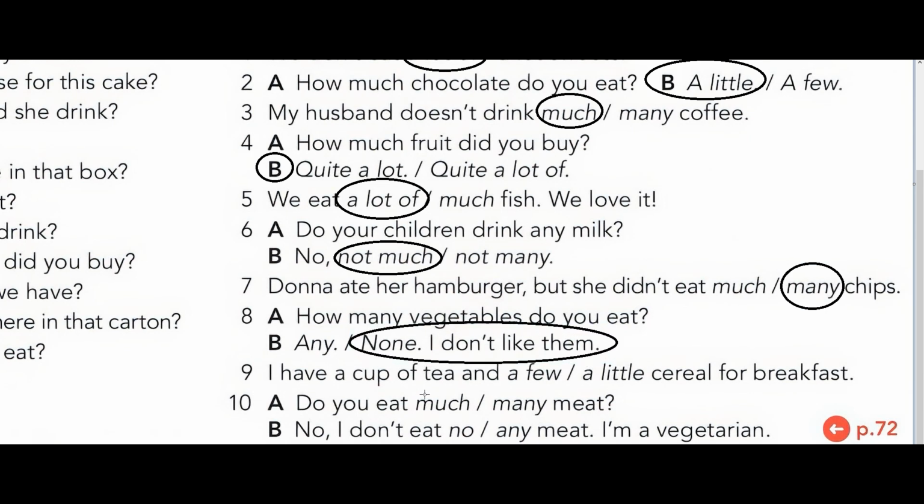Number 9. I have a cup of tea and a little cereal for breakfast. То есть я пью чашечку чая и чуть-чуть хлопьев на завтрак. Хлопья неисчисляемые, поэтому a little. И последнее, number 10. Do you eat much meat? Ты ешь много мяса? Мясо это неисчисляемое. No, I don't eat any meat. I'm vegetarian. То есть я вообще не ем мясо, никакого мяса, я вегетарианец. Здесь вот как-то так. Можно идти дальше.